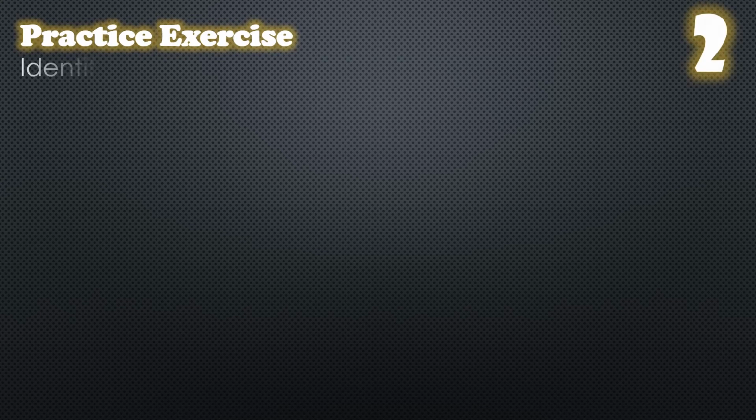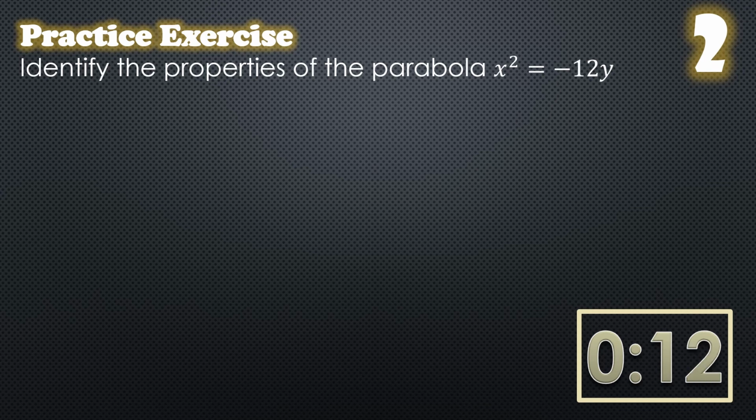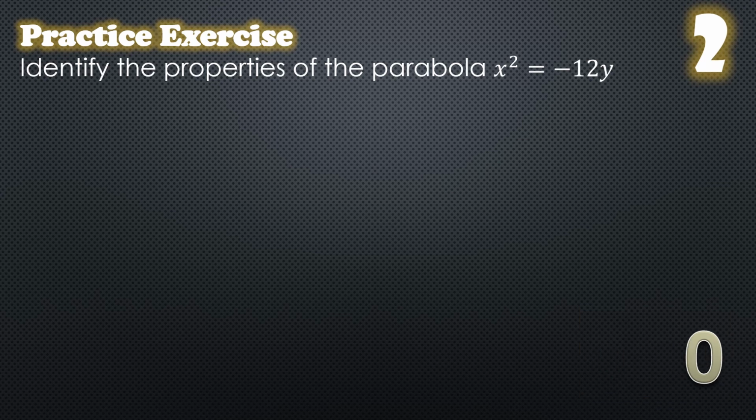Number 2. Identify the properties of the parabola x squared is equal to negative 12y. Go. Time is up. Let us answer. Given the equation of the parabola, x squared is equal to negative 12y, then this is of the form x squared is equal to negative 4cy. Hence, the parabola opens downward.